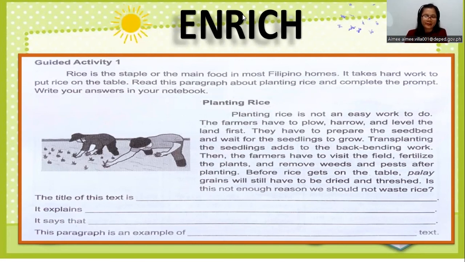Third, it says that people should not waste rice. And the last, this paragraph is an example of what kind of informational text? A text that explains. Very good.